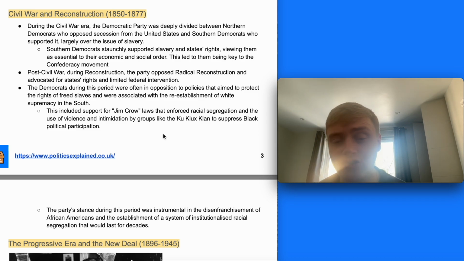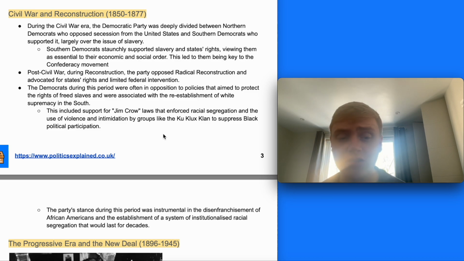And post-Civil War, during the Reconstruction period, the party opposed radical Reconstruction and advocated for states' rights and limited federal intervention. The Democrats during this period were often in opposition to policies that aimed to protect the rights of freed slaves and were associated with the re-establishment of white supremacy in the South. This included support for the Jim Crow laws that enforced racial segregation and the use of violence and intimidation by groups like the KKK to suppress black political participation.